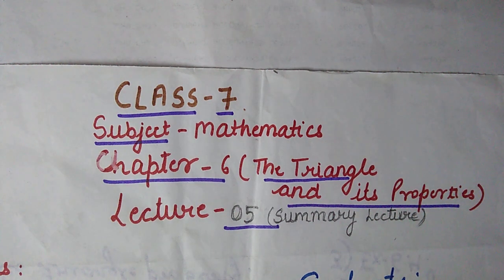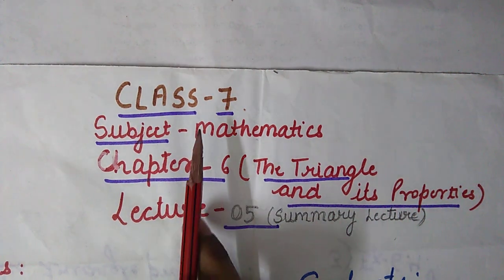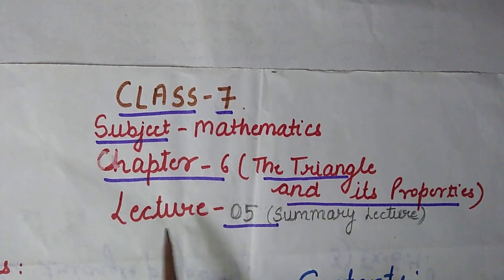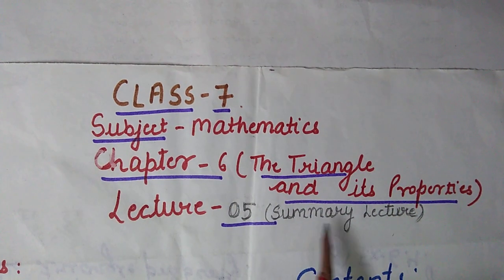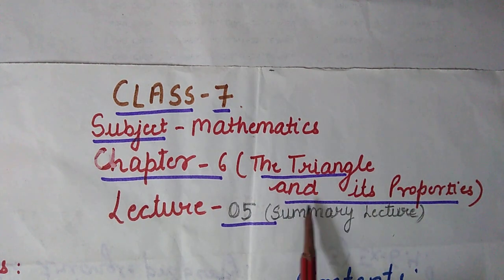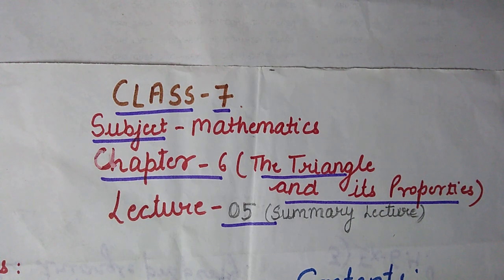Hello students, welcome back. This video is for the students of class 7, subject mathematics, and this is lecture number 5, that is summary lecture of chapter number 6, the triangle and its properties. In this lecture, we are going to revise all the concepts that we have learned in this chapter.